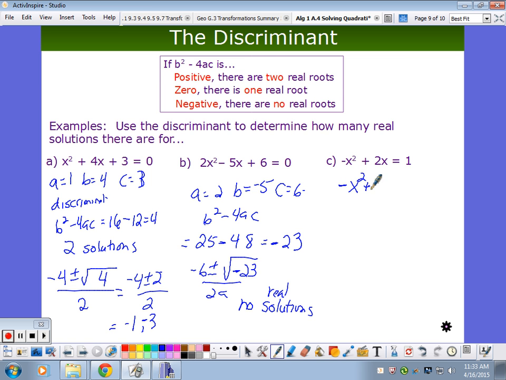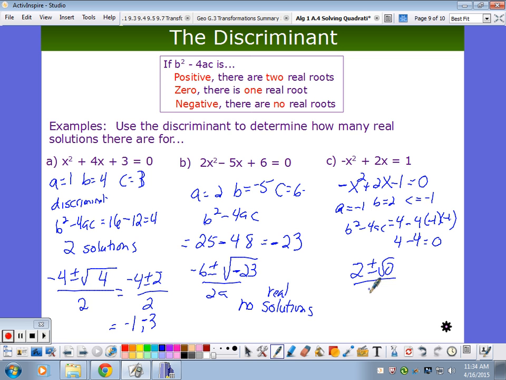This one, not in that format, right? So let me subtract the 1 because this only works if everything is on one side and 0 is on the other. So b squared minus 4ac. So b squared is 4. Ooh, let's be careful here. Minus 4ac. So minus 4 times negative 1. Let's work with the sign. A negative times a negative times a negative. Okay, so this is a minus 4. 0. You're going to have something, right? 2 plus or minus that over negative 2. So it is 1 solution.